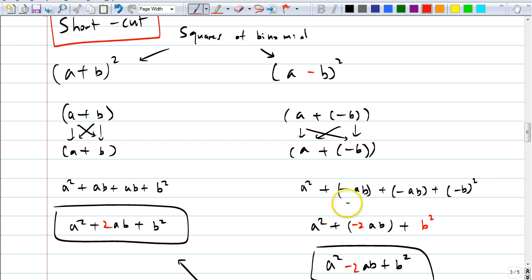Again, look, this time you have 2 of the same middle term, just like before, but they're both negative, isn't that right? Why are they both negative? Yeah?